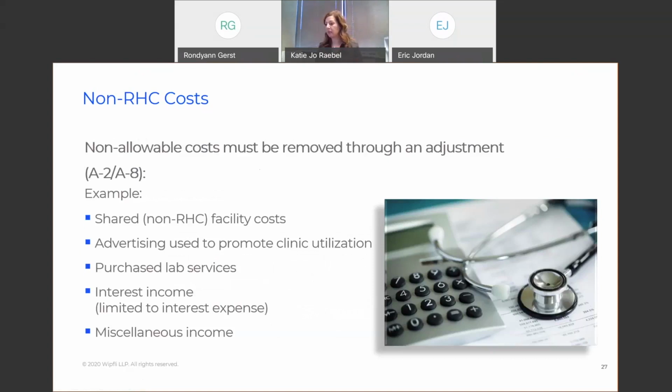We have 3 clinics. 2 of them go through Noridian MAC, and 1 goes through Palmetto MAC. Can they all be filed on one cost report, or do they need to be separate reports?